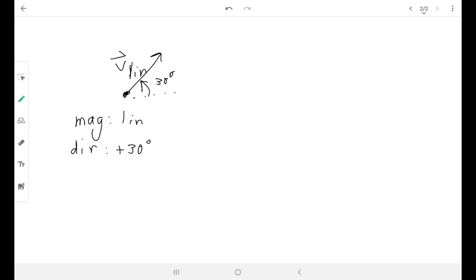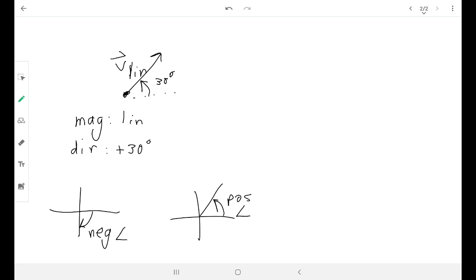Remember, negative angles rotate that way. That's a negative angle. Positive angles rotate this way. That's a positive angle. Okay? So that's how we talk about them.